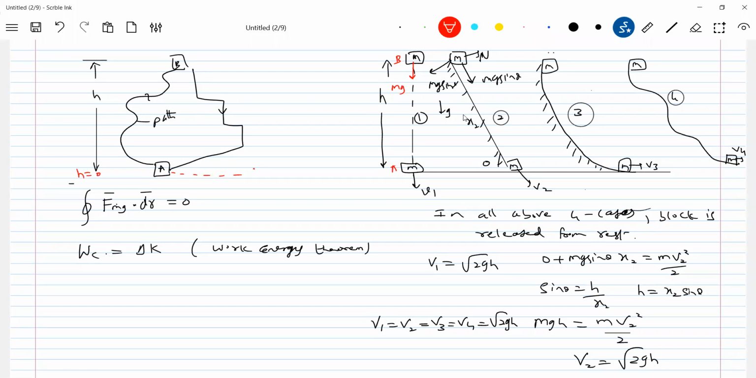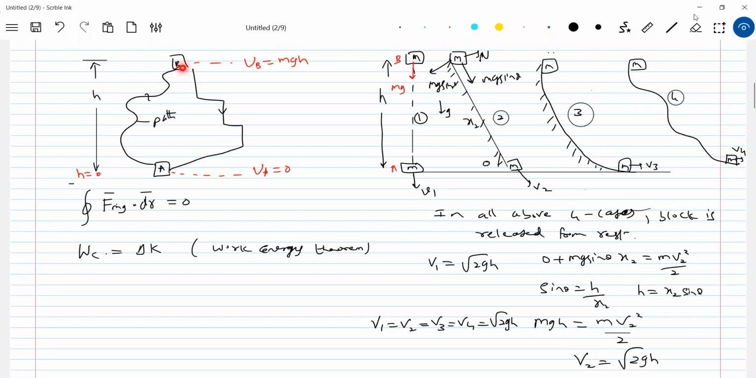Now, what is the potential energy at A? 0. What is the potential energy at B? mgh. Now, when it is ascending, the weight does negative work. When it is descending, the weight does positive work. Look at that. When the block moves from A to B, what is the work done by mg? Negative. And what happened? Potential energy got increased.